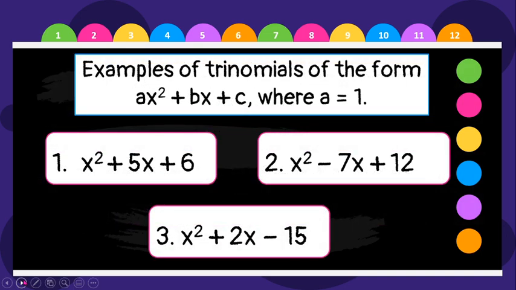So here are the examples of trinomials of the form ax squared plus bx plus c, where a is equal to 1. If you take a look at the examples, the first terms are all x squared, meaning the first term has only a coefficient of 1.